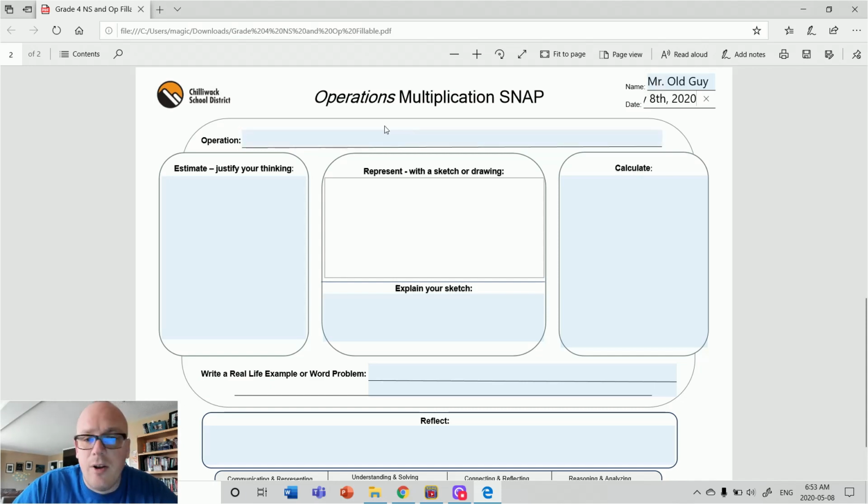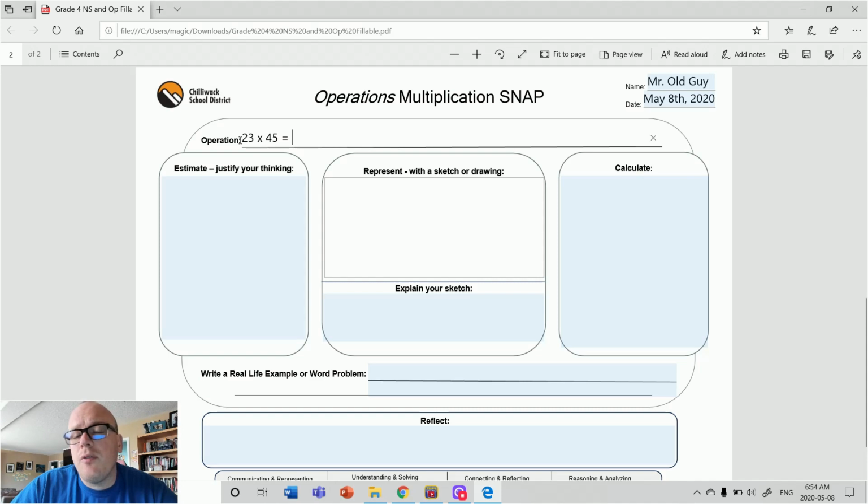Let's get back to the operations multiplication SNAP. The very first thing it says is operation. Now you don't need to solve anything here. This is where I need to provide you with a question. And the question for today is 23 times 45. The rest of this assessment is going to be showing your understanding of 23 times 45. Now, in case you're wondering what operation means right here, all that means is addition, subtraction, multiplication, division, exponents, and the list goes on and on.